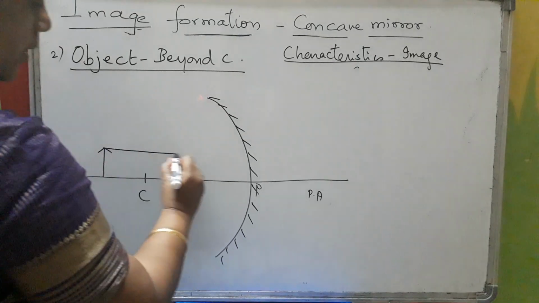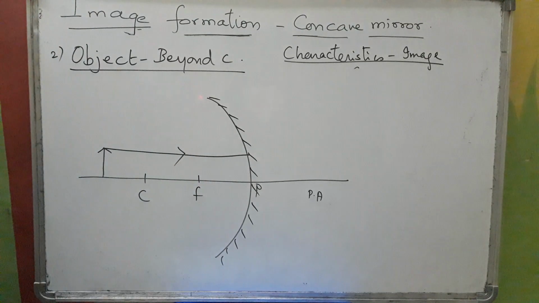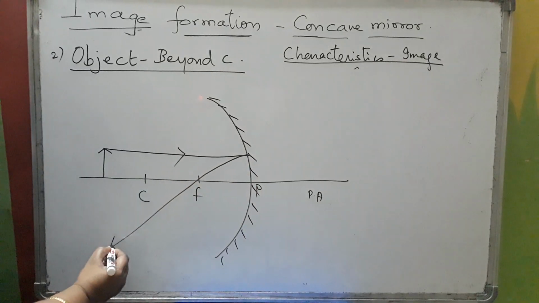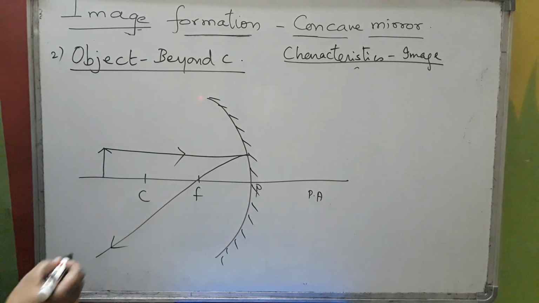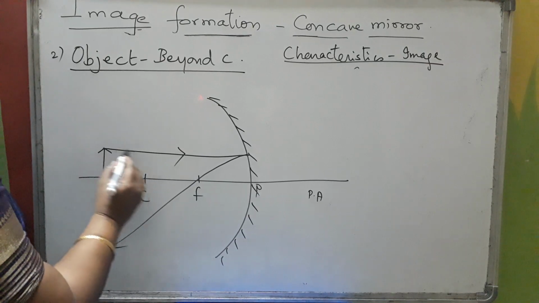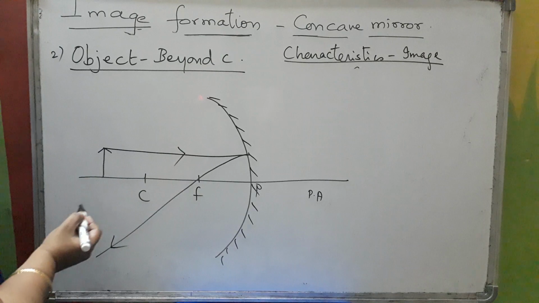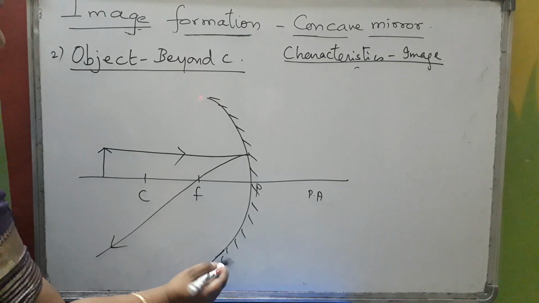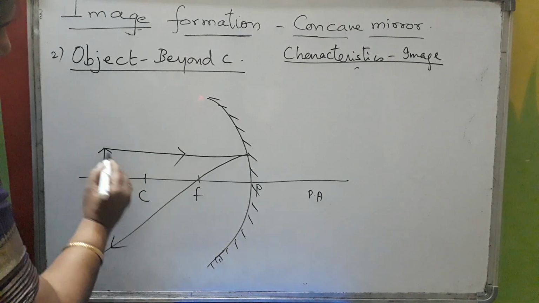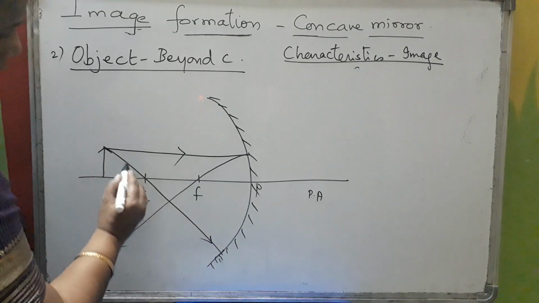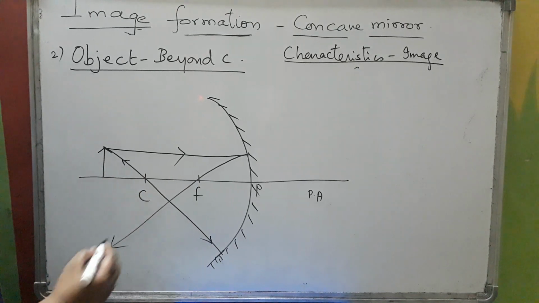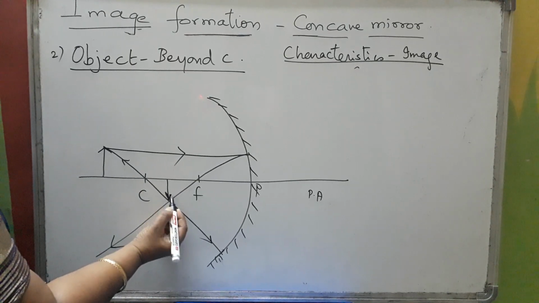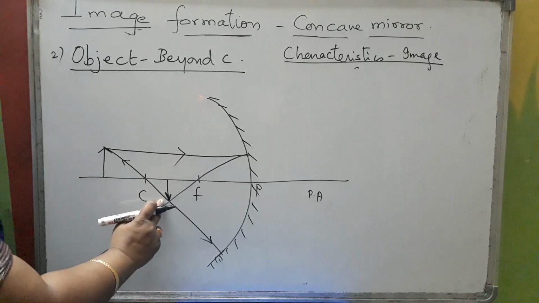The first ray, as usual, goes parallel to the principal axis and the reflected ray passes through focus. The second ray, we can pass it through F and get back, or I can pass it through C and get back through C. I think I will use the third rule over here. Passing it through C and getting it back through C. The place where two reflected rays meet, we get the image. We are getting an image over here.